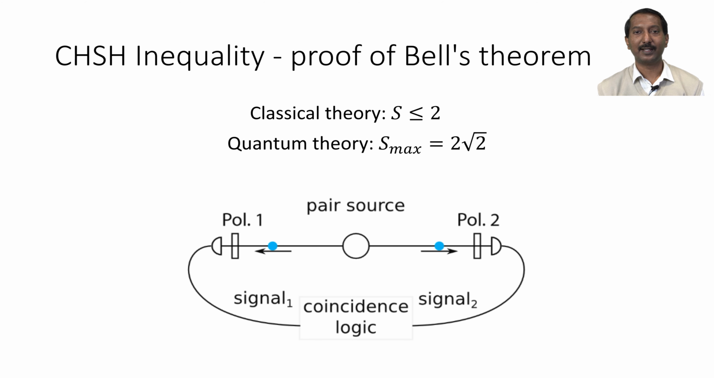CHSH inequality is a constraint on the statistical occurrence of coincidences in a Bell test. Classical theory predicts that a certain value S has an upper bound of 2, meaning S should be less than or equal to 2. When quantum theory is used to calculate the corresponding value, S exceeds the value of 2 with an upper limit of 2 times square root of 2. Practically, the S value is determined by measuring the coincidence counts at different polarizer settings in an experiment as shown below.